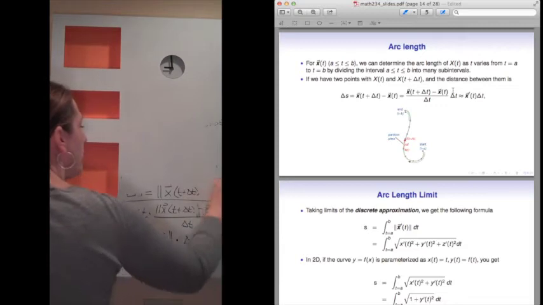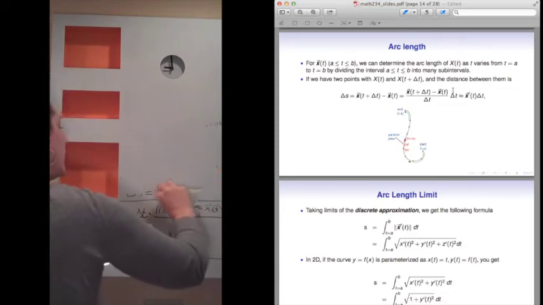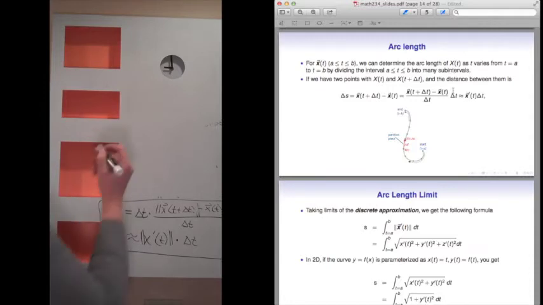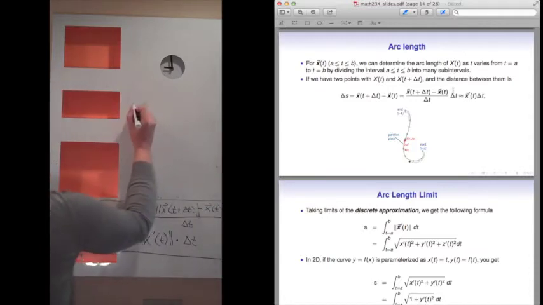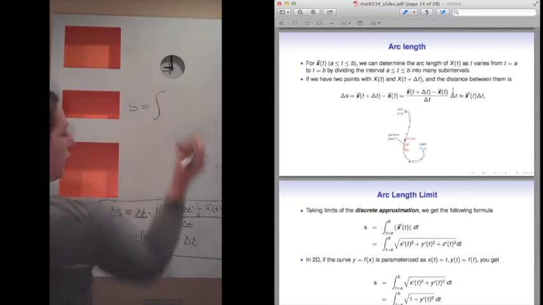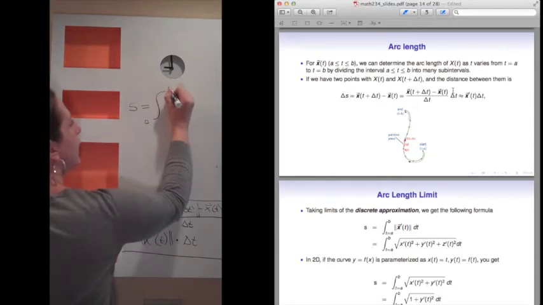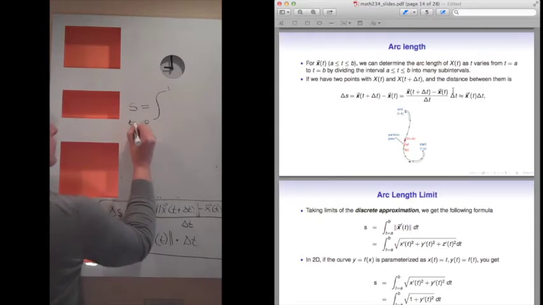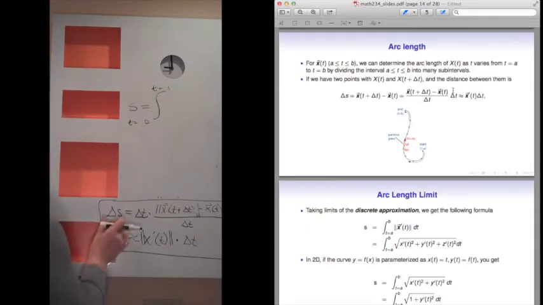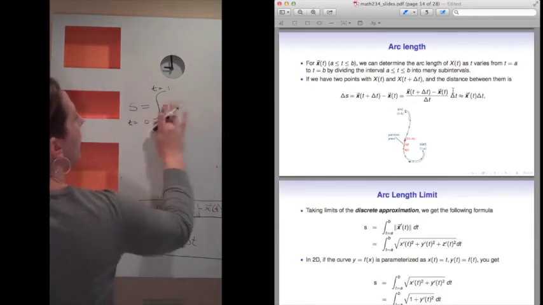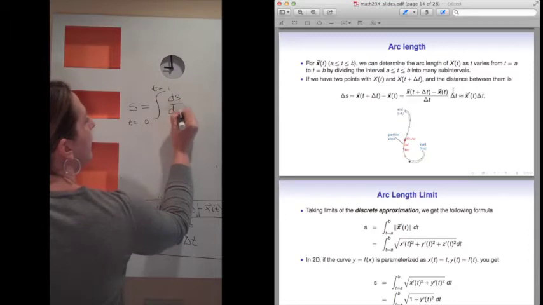Let me leave that part up. And then I will write, okay, so I have delta s is approximately x prime of t dt. So if I want to calculate the total arc length, you can see that I have something that looks like, so let's suppose I'm going from time point 0 to time point 1, from t equals 0 to t equals 1, and I want to integrate, say, ds dt.